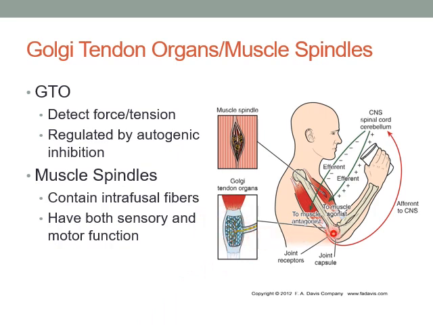So the Golgi tendon organ is obviously in the tendon. The muscle spindle resides inside the muscle. So these are real easy to get as far as what they do. The Golgi tendon organ's function is to detect force and tension. It's regulated by autogenic inhibition.